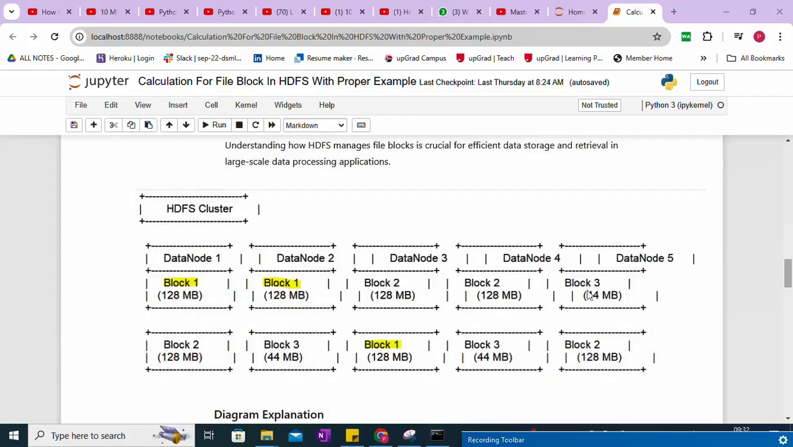Similarly, you can see block 3. Block 3 is present in data node 3, data node 4, and data node 5. For example, if data node 4 and 5 go down, then I have the backup in data node 3. Or maybe data node 3 and 4 go down, then I have the backup in data node 5. Okay, that is the beauty of replication factor.